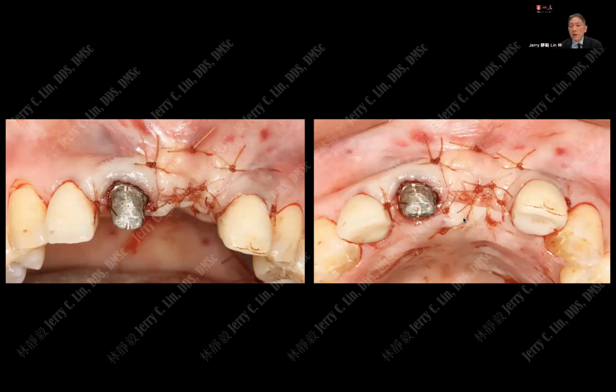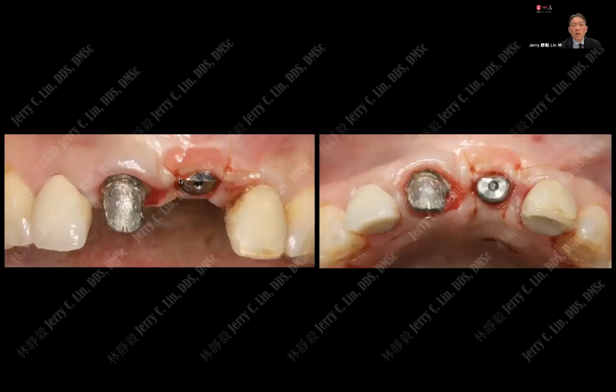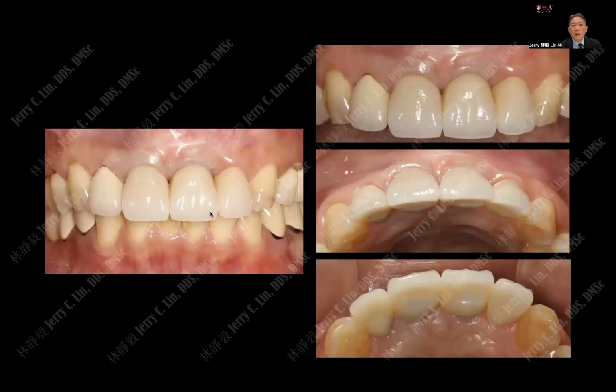So with this manner, I could manage the soft tissue well, and also to maximize the buildup of the soft tissue vertically. And then in 3 months, I would have enough soft tissue, so I did the uncover procedure, uncover it, and this is the definitive prosthesis done.